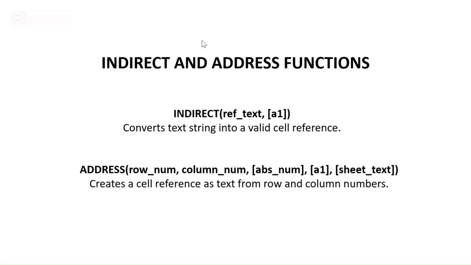Indirect and address functions. Hi, today we're going to be talking about indirect and address functions. Indirect converts text into a valid cell reference, while address function creates a cell reference as text from row and column number. So let's take a look at how we can use this in our Excel sheet.